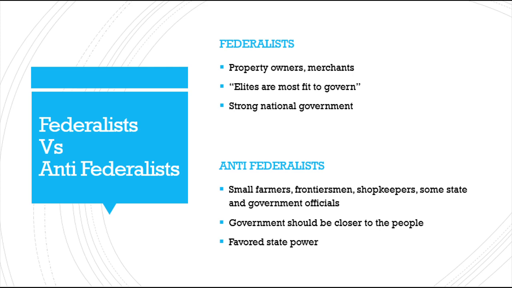So here we're examining differences between the Federalists and the Anti-Federalists. Federalists were mainly property owners, merchants, or wealthier populations, while Anti-Federalists were typically farmers, frontiersmen, shopkeepers, and there were some state and government officials, but for the most part, they were typically within the poorer population. Federalists believed that elites were the best fit for government and feared excessive democracy, so they feared the people having too much power. The Anti-Federalists thought the government should be closer to the people and that the people should have more say.